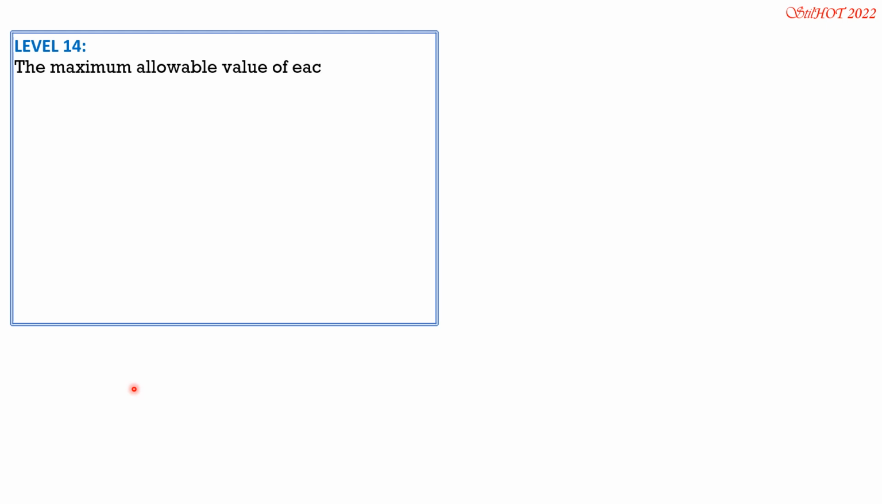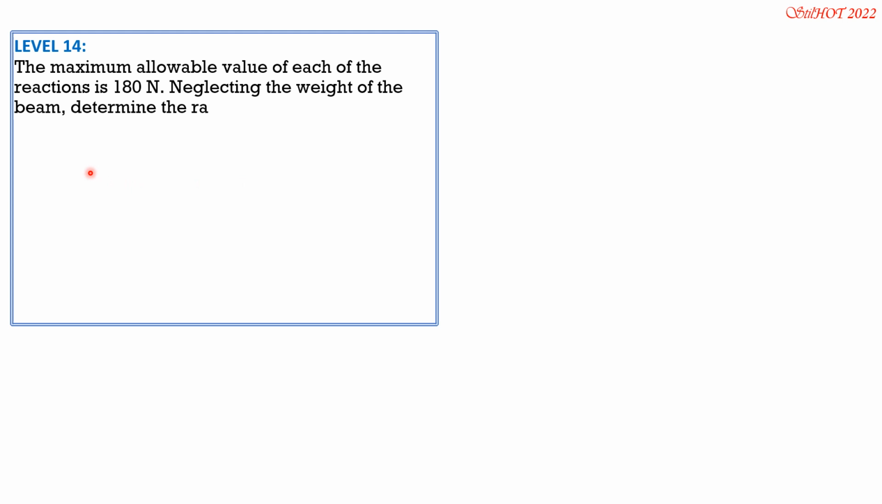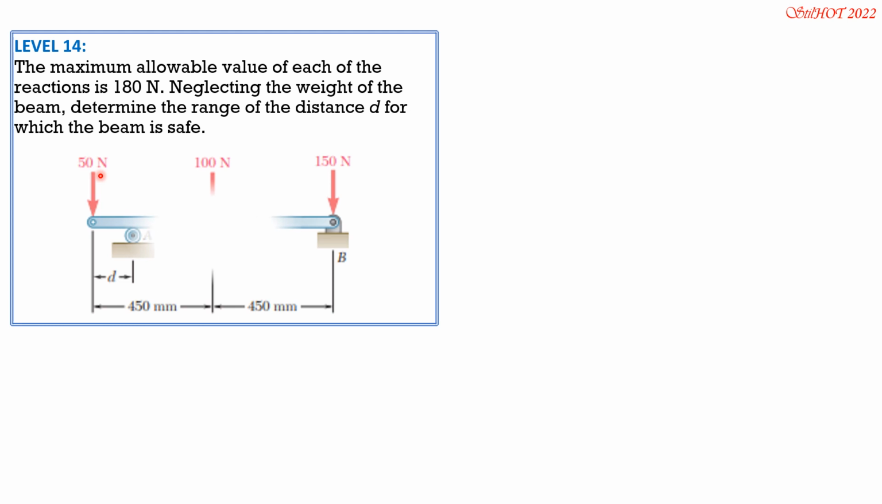The maximum allowable value of each of the reactions is 180 newtons. Neglecting the weight of the beam, determine the range of the distance d for which the beam is safe. So remember, the maximum allowable reaction is 180 newtons. So for minimum d, the 50 should be closer to A, so that the reaction at B will be 180, and the reaction at A will be less than 180.